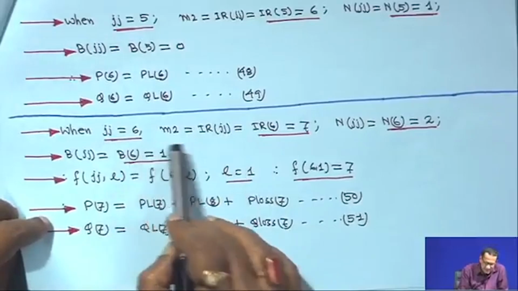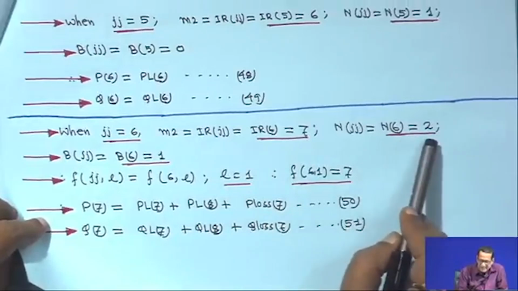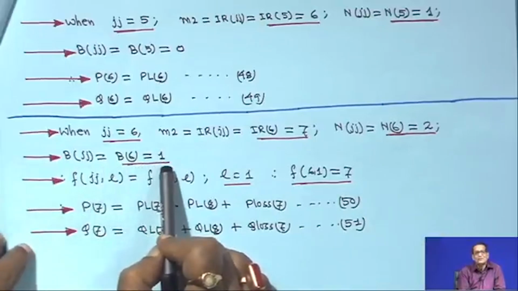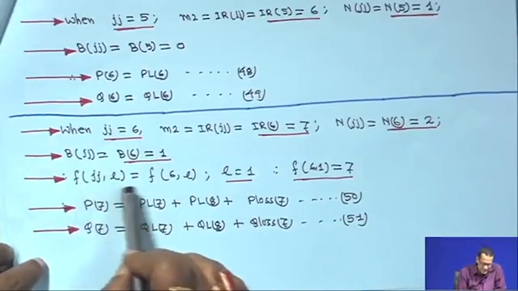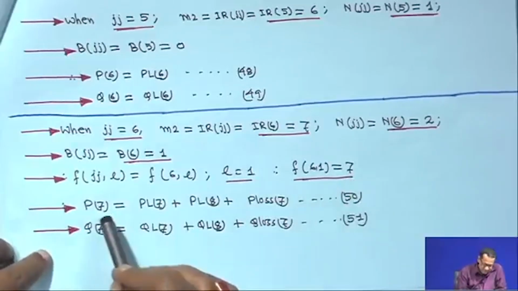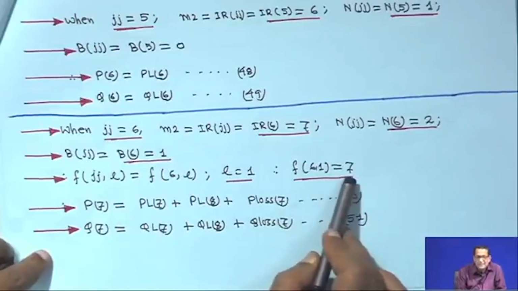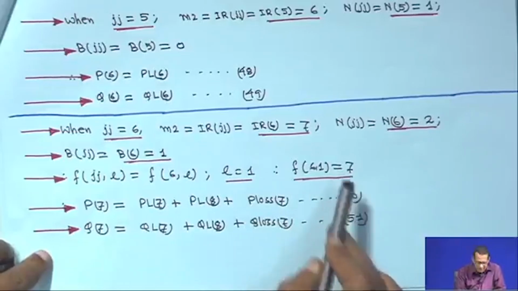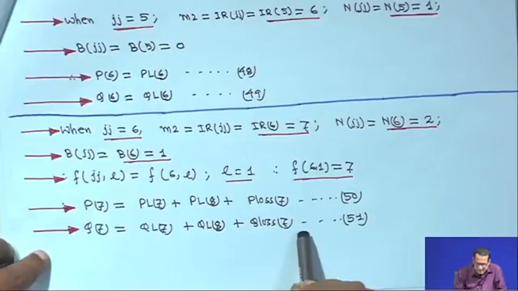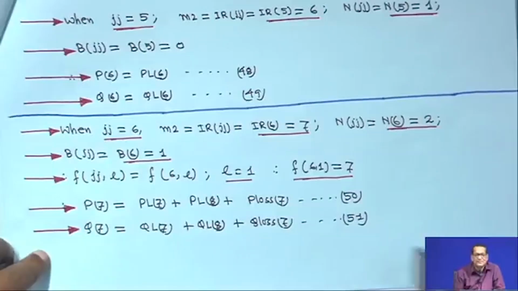When JJ is equal to 6, M2 is equal to IR6 is 7 and N6 is equal to 2, this is same as before, and B6 is equal to 1, from the table only you can check, right. So, F6L, that is L is equal to 1, so only one element, F61 is equal to 7. Therefore, P7 is equal to PL7 plus PL8 plus P loss 7, because this F61 is 7, branch 7. And Q7 is equal to QL7 plus QL8 plus Q loss 7. So, this is equation 51. These two equations are the same, this is for P and this is for Q, but everything remains the same, right.